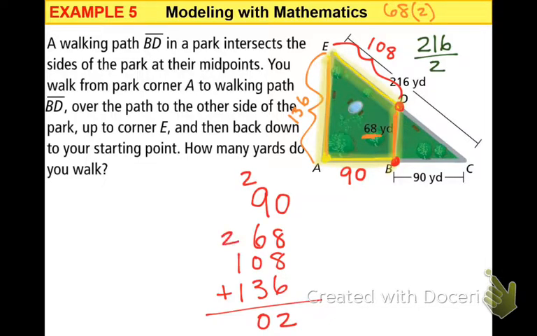That will be 402. So we walk 402 yards. Just to give you a perspective on that, that is 4 football fields. It's insane. You're definitely reaching your step count at that rate.